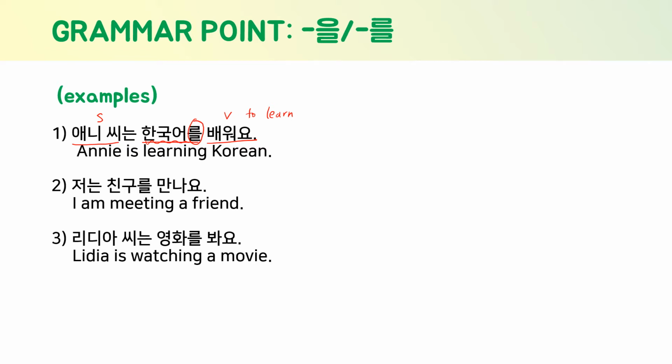Second one, 저는 친구를 만나요. I am meeting a friend. The subject is I, 저는, 만나요 is the verb, and who? 친구를, friend, the object. Last one, 리디아 씨는 영화를 봐요. Lydia is watching a movie. The subject is 리디아 씨는, the object is 영화를, and then the verb, the predicate, 봐요, 보다, to watch. 리디아 씨는 영화를 봐요. Good.